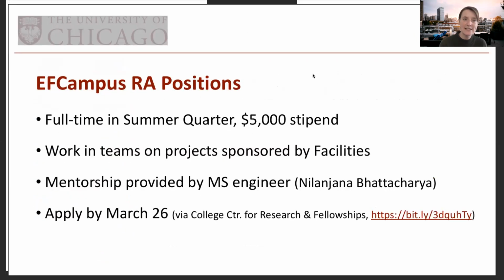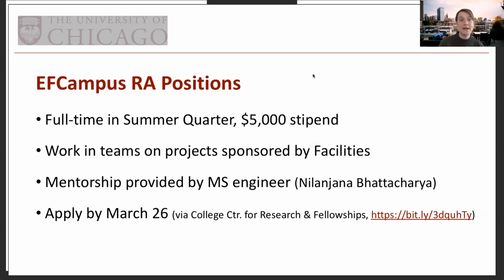So a little bit of brass tacks about the position specifically. They will be full-time research assistant positions this summer with a stipend. They will no longer, just to be very explicit about this, be offered this spring, unfortunately. And the research assistants will work together in teams on projects that have been pre-scoped by facility services. We're going to hear a little bit more about each of those projects in a minute.